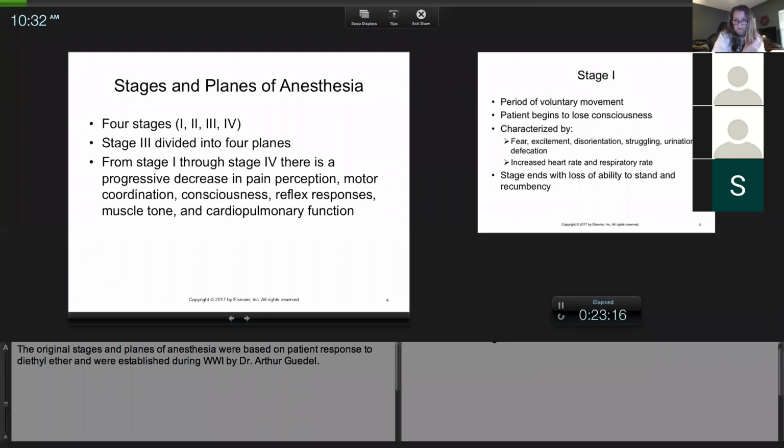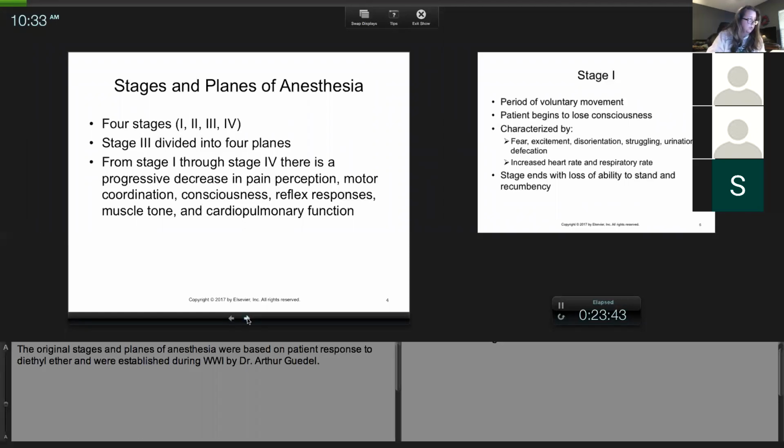Okay. The cardiopulmonary function is going to be diminished, but we have to balance it so we don't diminish it enough to cause harm. That's the balance. I need my patient unconscious and not moving, but I need to maintain enough cardiopulmonary function to not disrupt the body. That's the goal of balanced anesthesia.